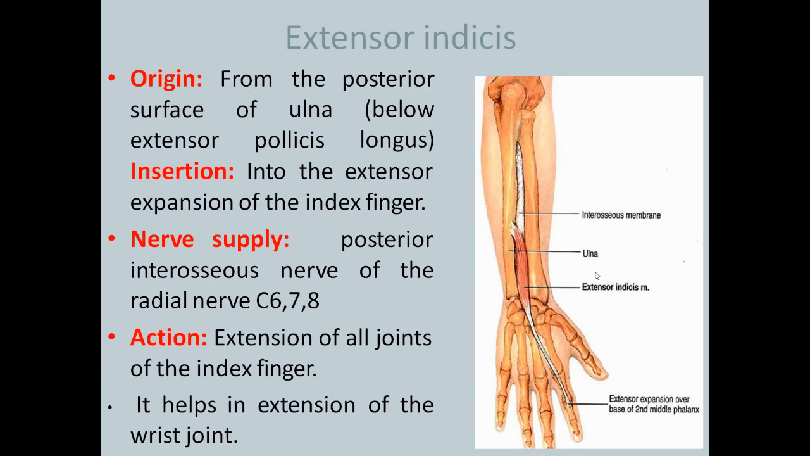Now this is the muscle that is the extensor indicis. It will take the origin from the posterior surface of the ulna and it will insert into the extensor expansion of the index finger, and it is supplied by the posterior interosseous nerve of the radial nerve, which takes origin from the C6, 7, 8 roots, and the action is the extension of all joints of the index finger, and it will help in extension of the wrist joint also.